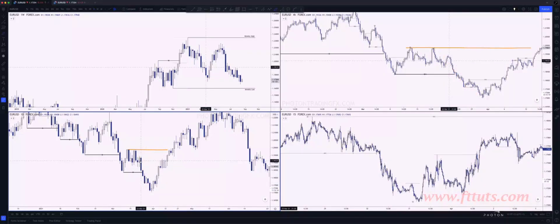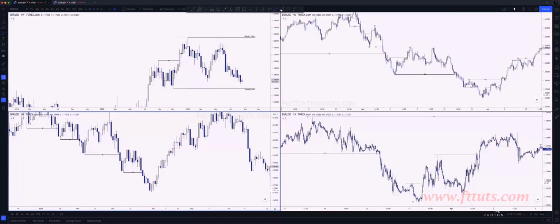Well, we can look for a daily change of character, right? So after that daily break of structure to the downside, we are expecting a daily pullback, right? So then we see that minor high because that previous candle failed to break the previous candle's low, so it's a small pullback, and then price takes that high, which is our daily change of character.